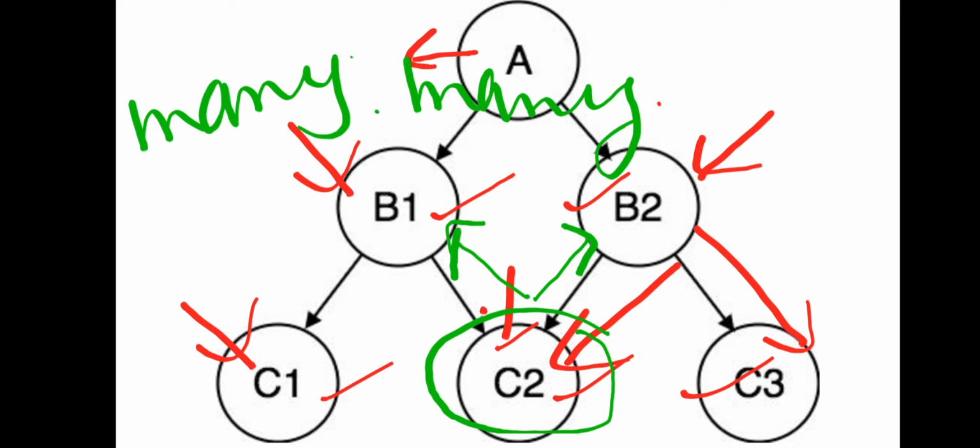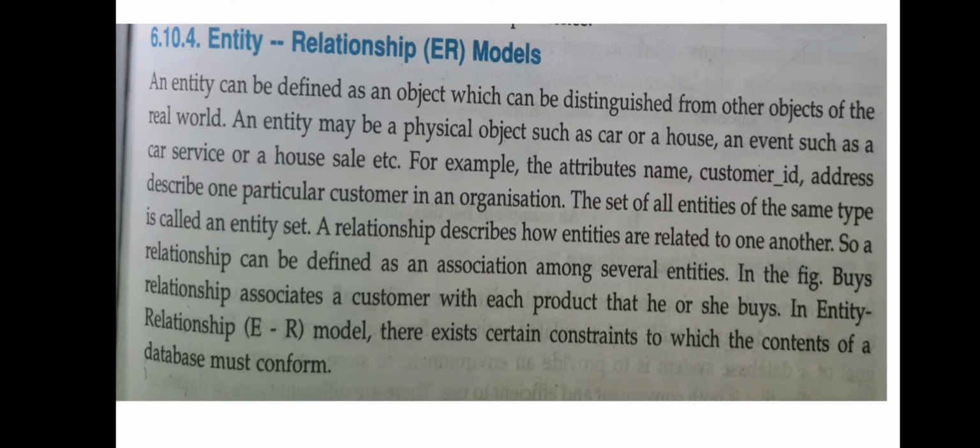Now the next one is the entity relationship model, or the ER model, and this is one of the most important models used nowadays in DBMS, the database management system. An entity can be defined as an object which can be distinguished from other objects of the real world.